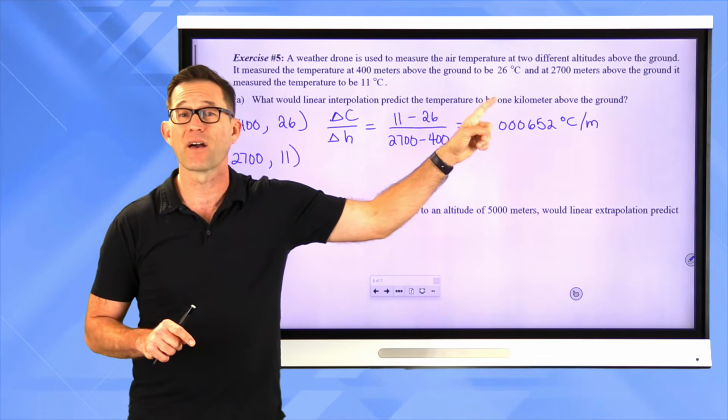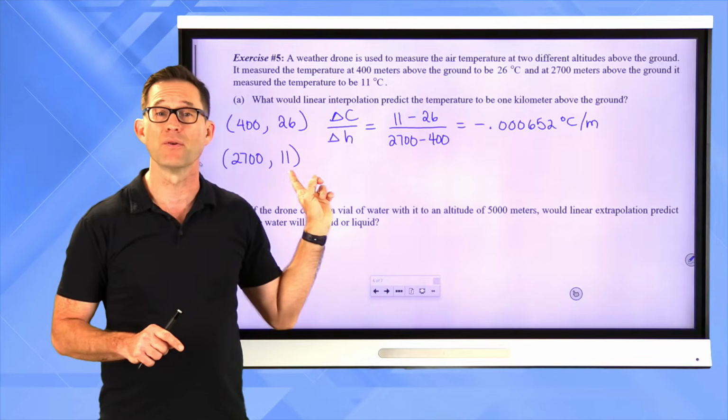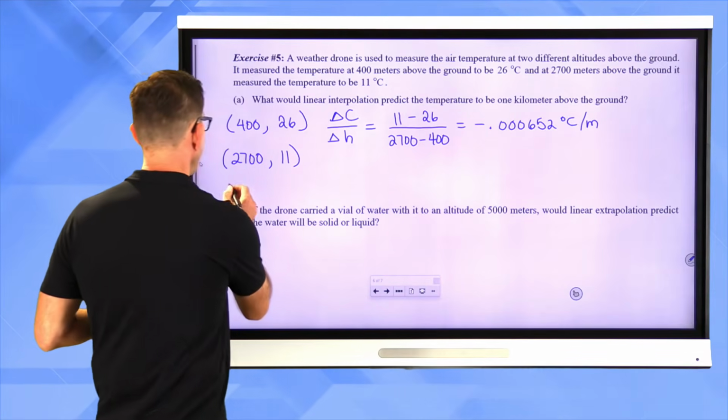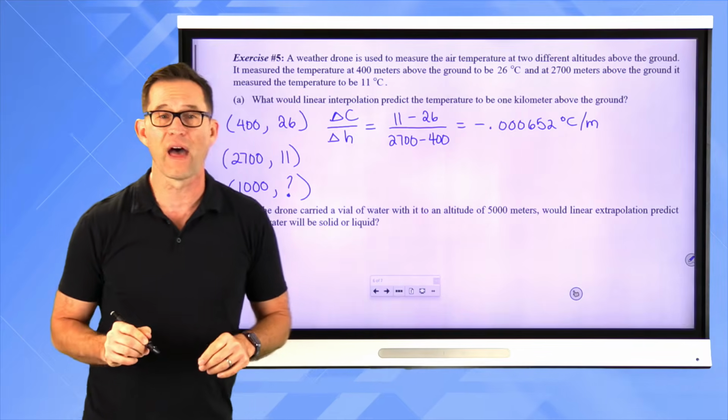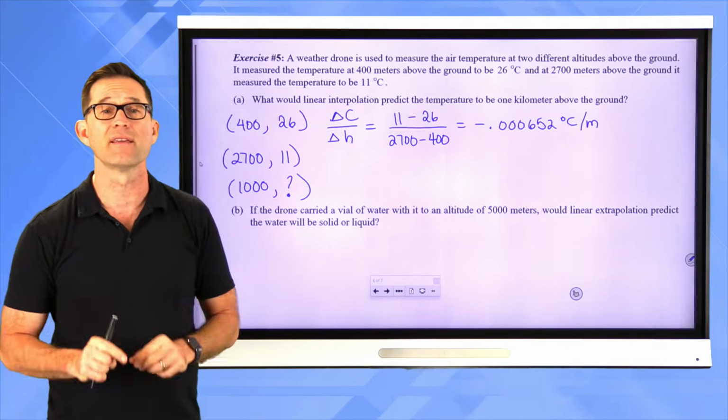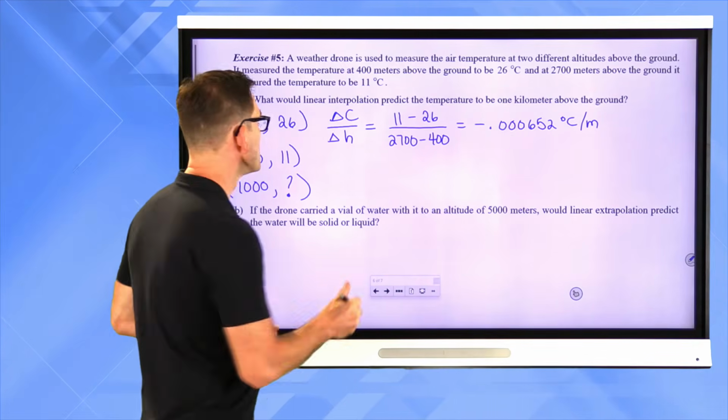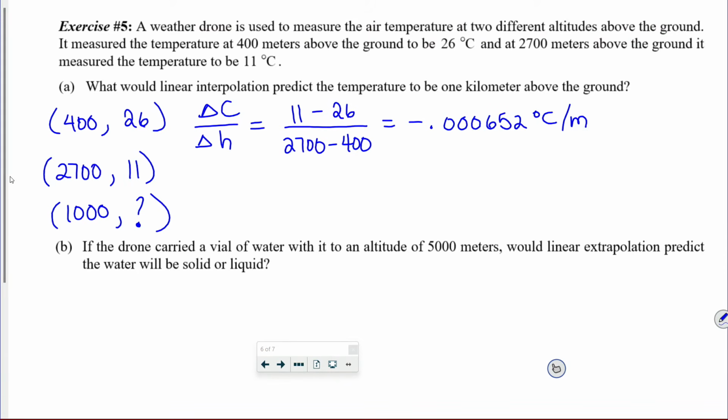So now let's use linear interpolation to predict what the temperature would be 1 kilometer above the ground. Now keep in mind, a kilometer is 1,000 meters. So what we're really trying to do at this point is figure out this. What is the temperature when the height is 1,000 meters? So let's go ahead and get into that right now. So I'm looking for, let's say, the change in Celsius, right?